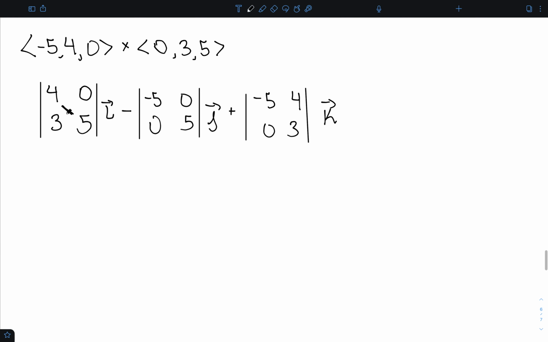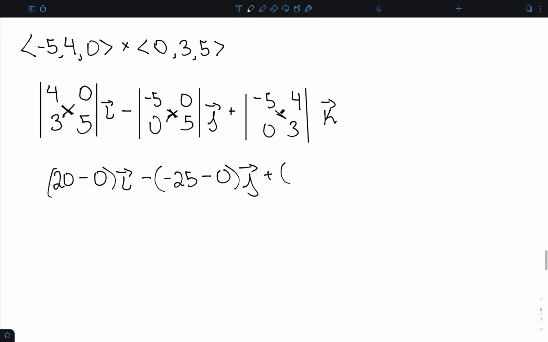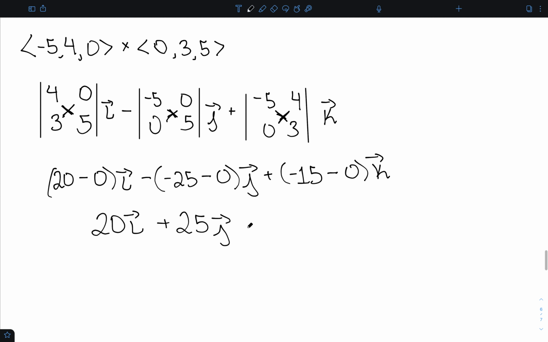As I multiply these, I would have 4 times 5 minus 3 times 0 times i, minus -5 times 5 minus 0 times 0 times j, plus -5 times 3 minus 4 times 0 times k. And we can see this once again simplifies to 20i plus 25j minus 15k.